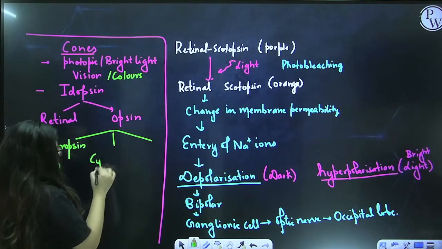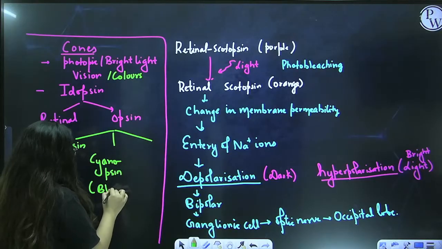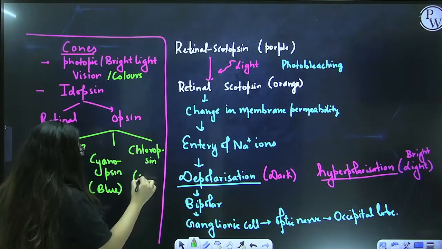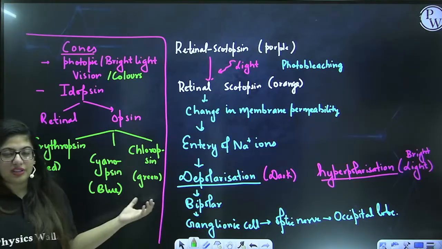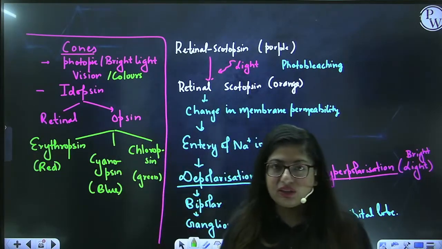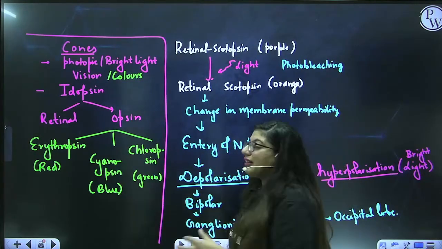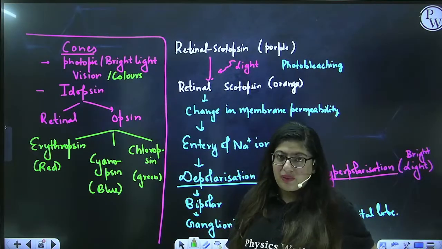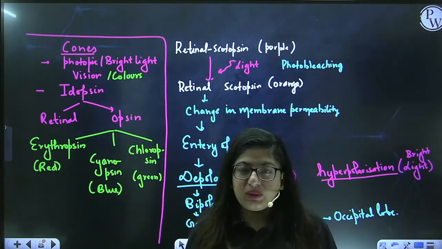Whereas cyanopsin, what is the cyano word used for? Cyano is always used for blue. And for green, we use the word chloro. So chloropsin is used for green. So accordingly, whatever type of pigment is stimulated will give you the sensation of that color. For example, I'm looking at the green color of the pen. That means here my green one, chloropsin, has been stimulated.